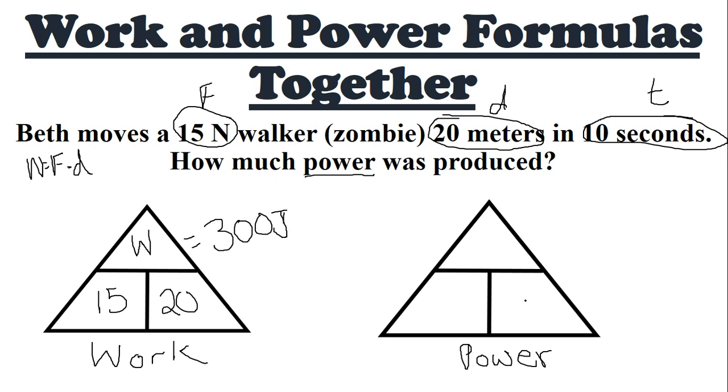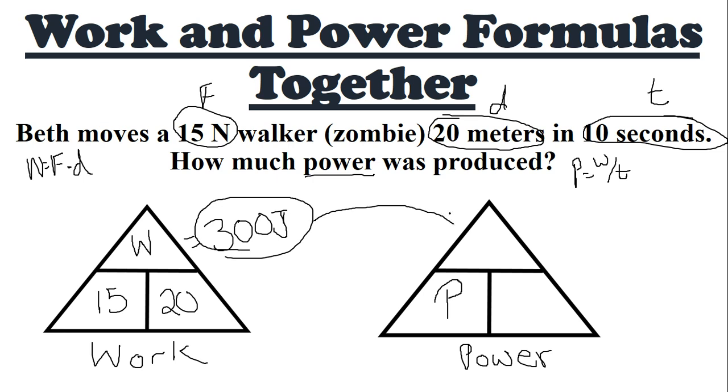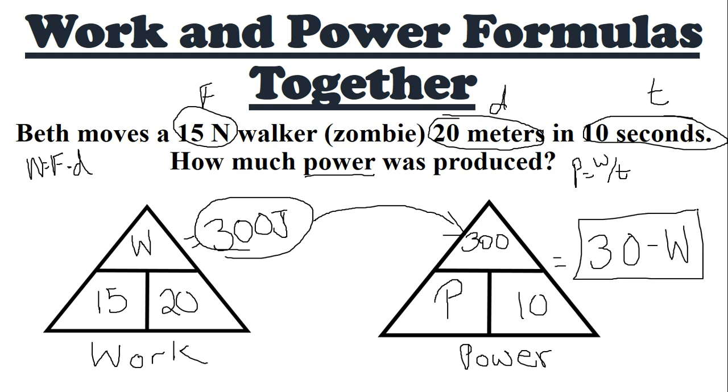All right. In the second triangle, you're going to try to find power. We just did the power formula, power equals work divided by time. So we're trying to find power. Power goes here. At the top is going to go work. Well, you just found the work over here, so it's going to go at the top of the second triangle, 300. At the bottom, you're going to take your time, which is 10 seconds. Now, since the numbers are on top of each other, we divide 300 divided by 10. We get 30 watts, and that is the answer here.